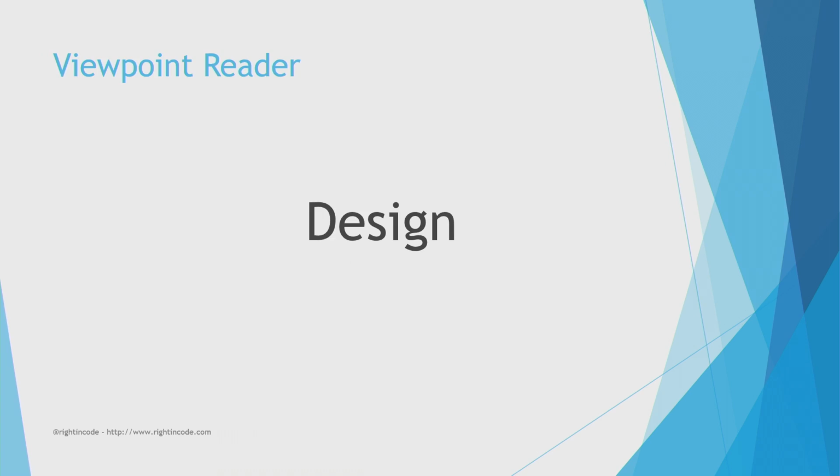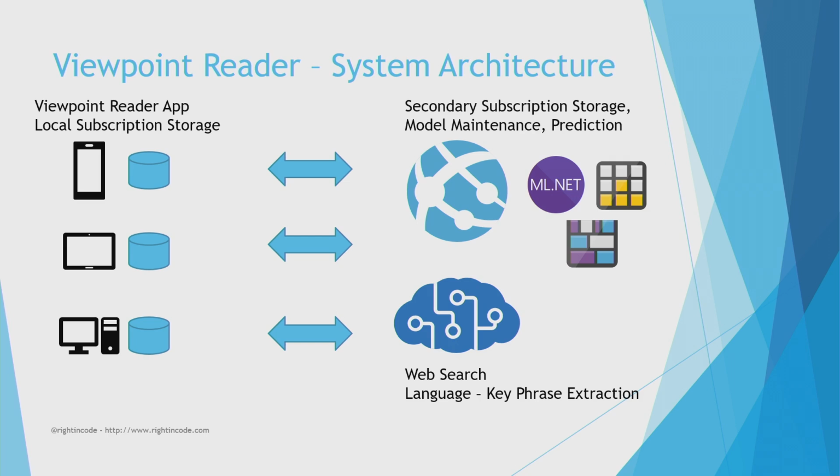So how does all of this come together? I'll try to create a visual for you in terms of how it works. First off, here's a system architecture view of what's going on. On the left-hand side, the Viewpoint Reader app itself is running on your devices. Locally, there's a SQLite database where all the subscription information is stored. So if you're offline but still want to look at your subscriptions and things like that, all of that information is available.